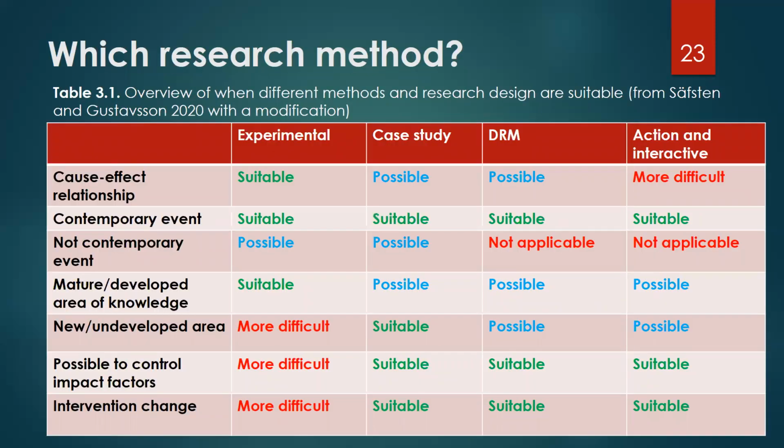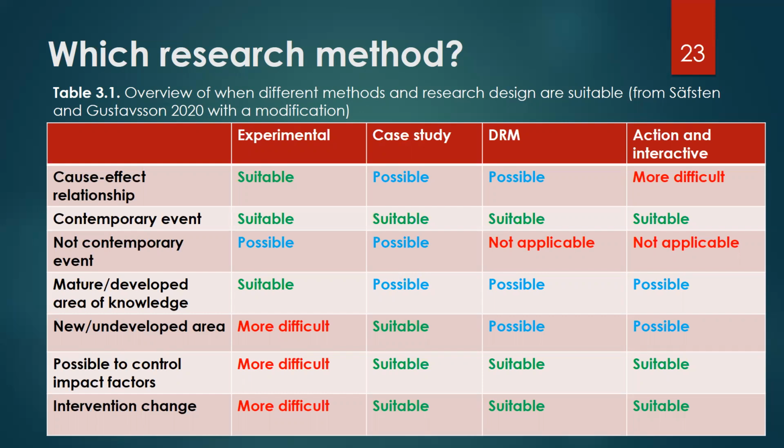So which research method? I have this table here. I made it with color so you can see better. It's not my table. I got it from Sapten and Gustafsson, with some modification. If you want to do a cause and effect relationship study, an experimental study is suitable. Case study and DRM are possible. Action and interactive research are difficult.